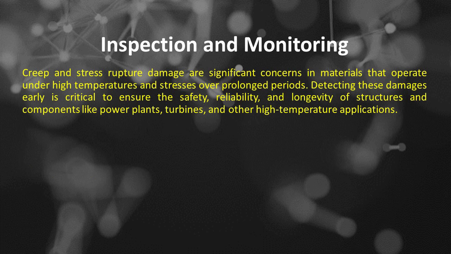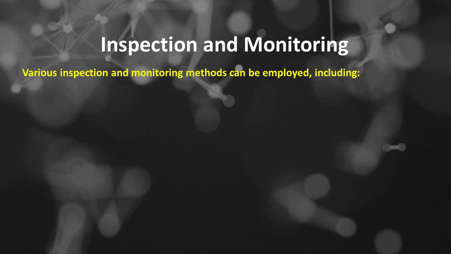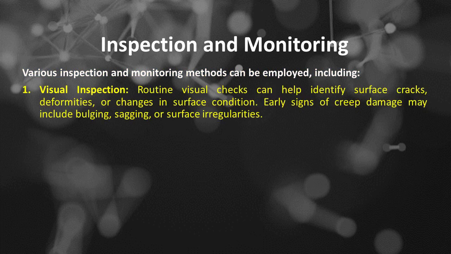Creep and stress rupture damage are significant concerns in materials that operate under high temperatures and stresses over prolonged periods. Detecting these damages early is critical to ensure the safety, reliability, and longevity of structures and components like power plants, turbines, and other high-temperature applications. Various inspection and monitoring methods can be employed, including: Number 1 is visual inspection.